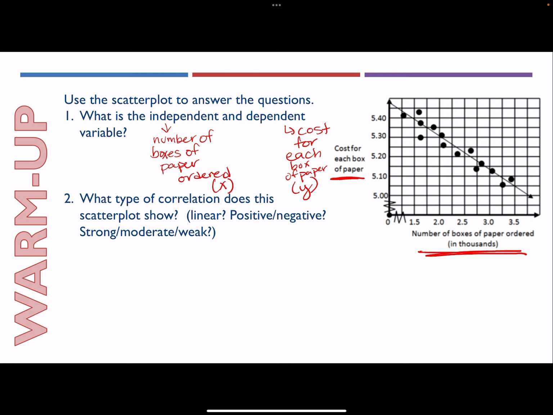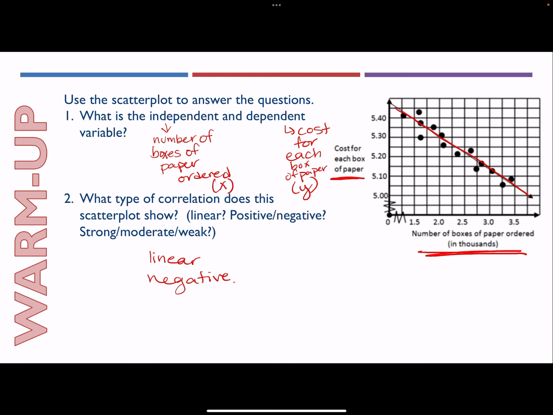So number 2, what type of correlation does this scatter plot show? If I look, the line going through the middle that we talked about last class, or in other words, the line of best fit, is a straight line. The pattern here is a straight line. So it's a linear pattern or a linear correlation. And if I go down this line from left to right, it's moving downwards. So it's negative.